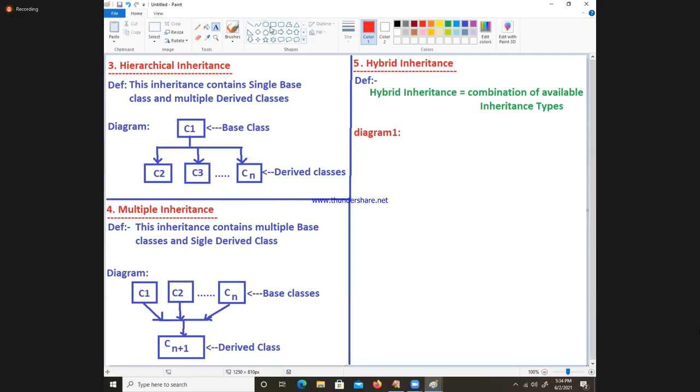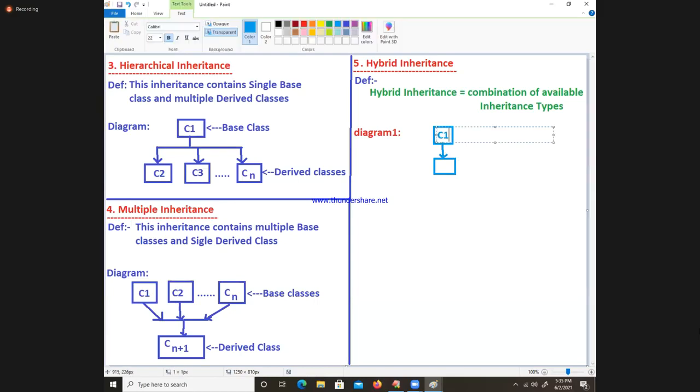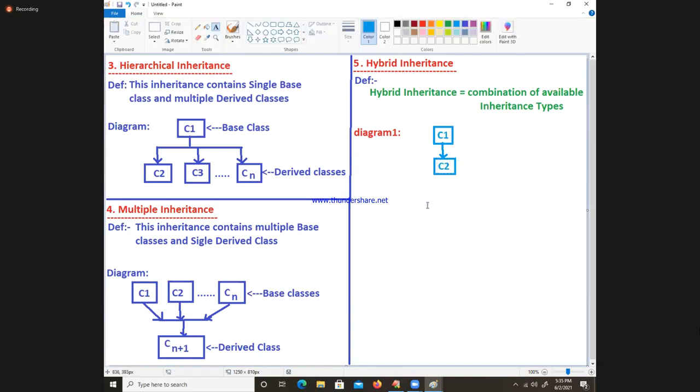See here, I have the class C1. Carefully follow the C1 class. And I have the class C2 also. Which inheritance does this come under? You tell me which inheritance it is. Single. It is called single inheritance. I am taking it as C1 and I am taking it as C2. Very nice.